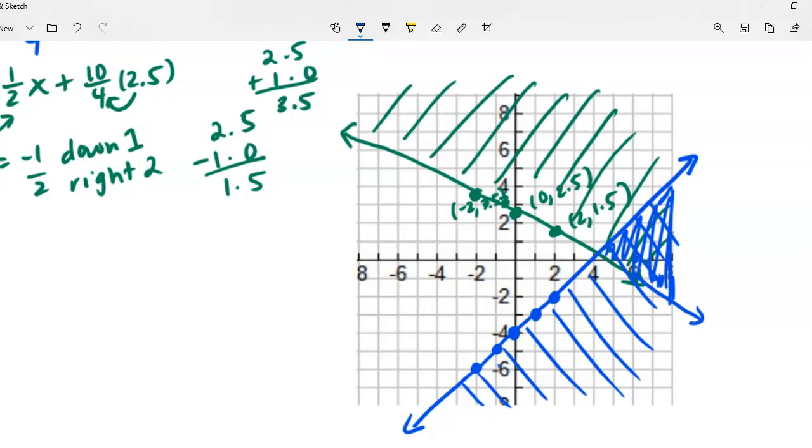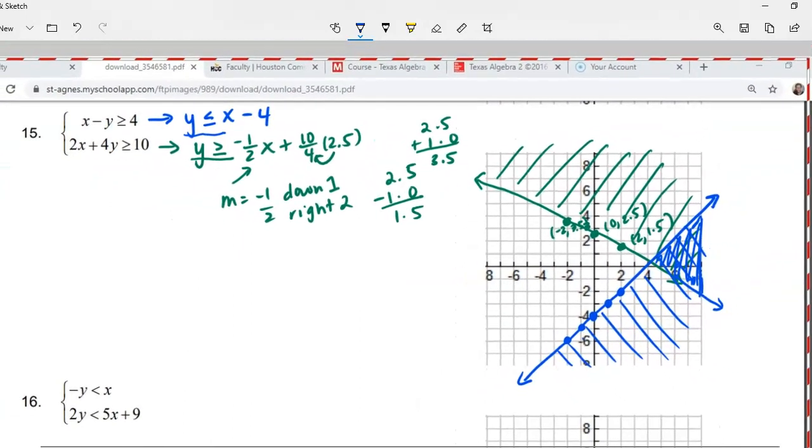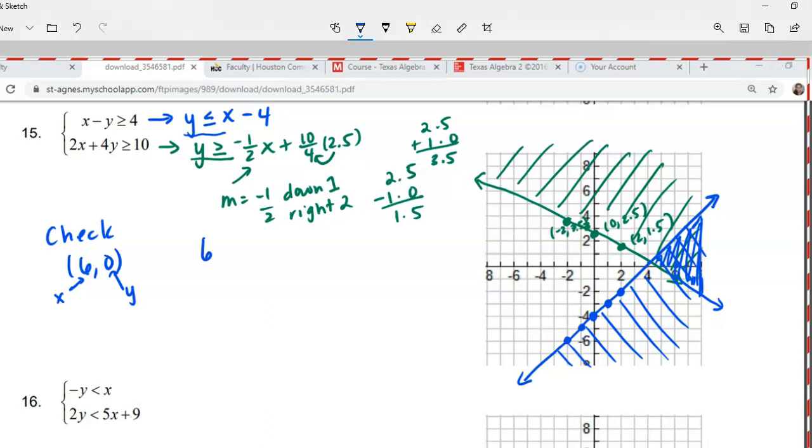So I'm going to check the point 6, 0. Okay, so I'm checking 6, 0 in that shaded area. So that means this is my x value, this is my y value, and I'm going to plug them into both of those original equations and see if I get true statements. So x is 6 minus y is 0. Is that greater than or equal to 4? Yes, it is. Now I'm going to check the bottom one.